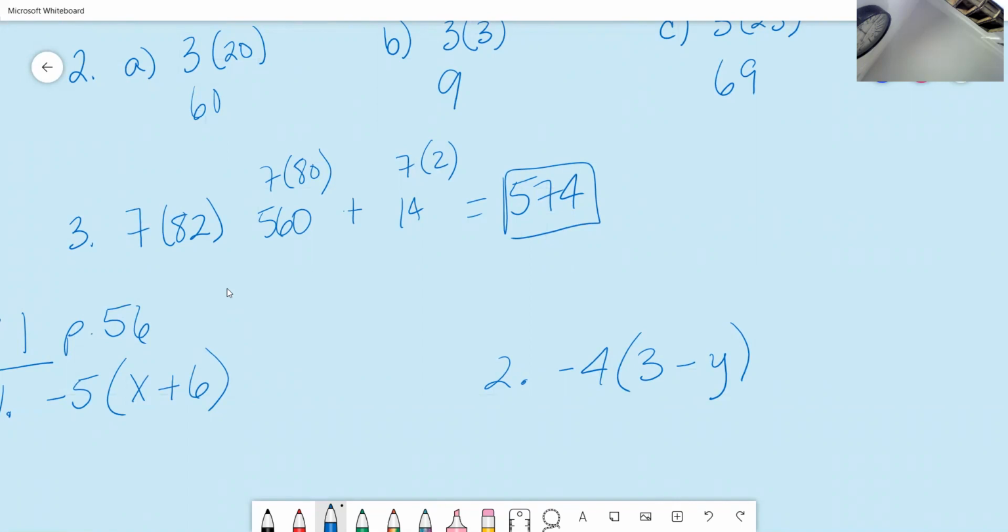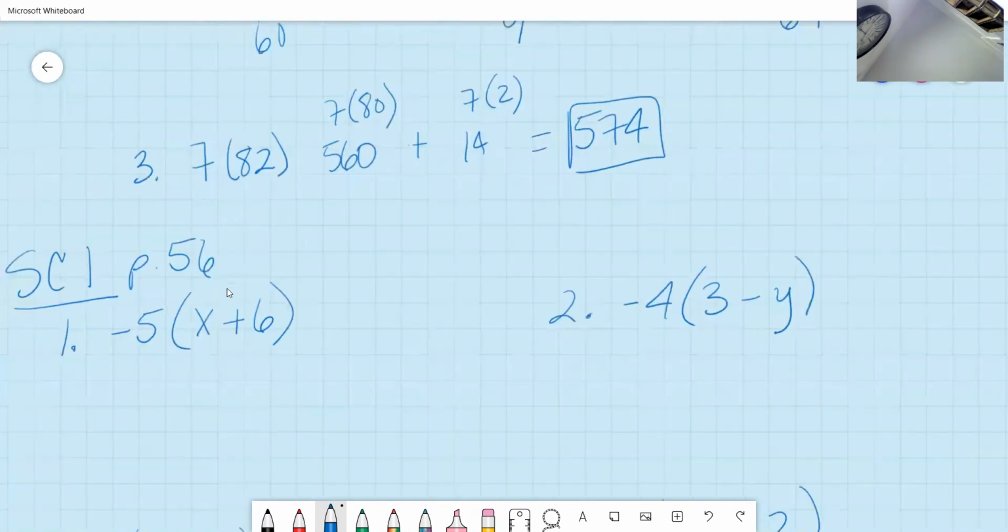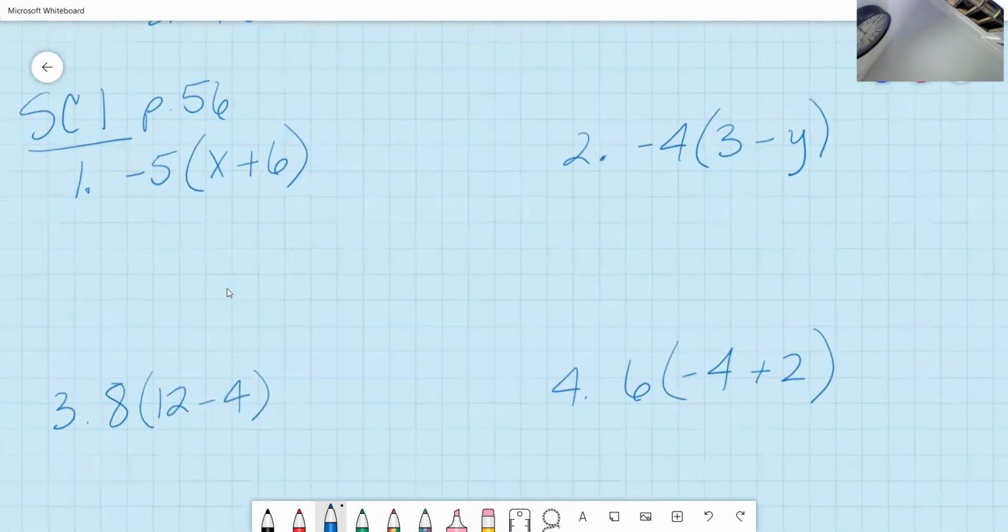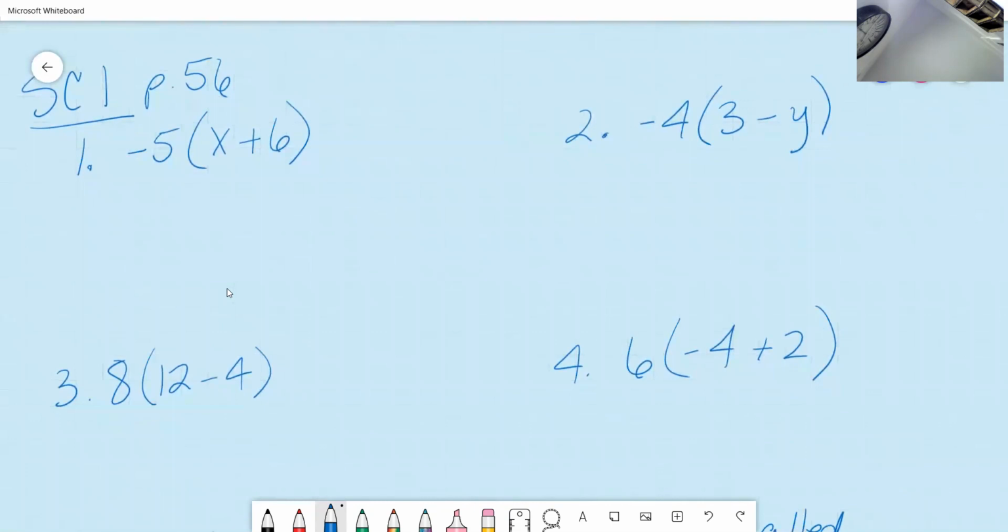So let's go ahead and work through our skill check problems. I suggest that you go ahead and pause the video and try to work through these on your own, see how you do, and then check your answers with me. And I believe you also have them in the back of your book, but if you want to see the process, then work on them and then continue on with the video.